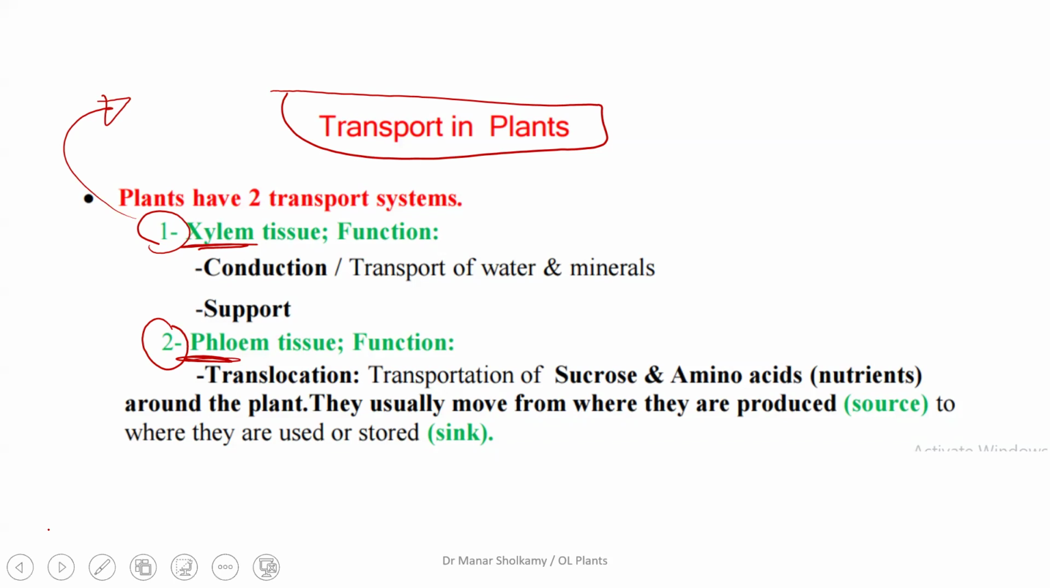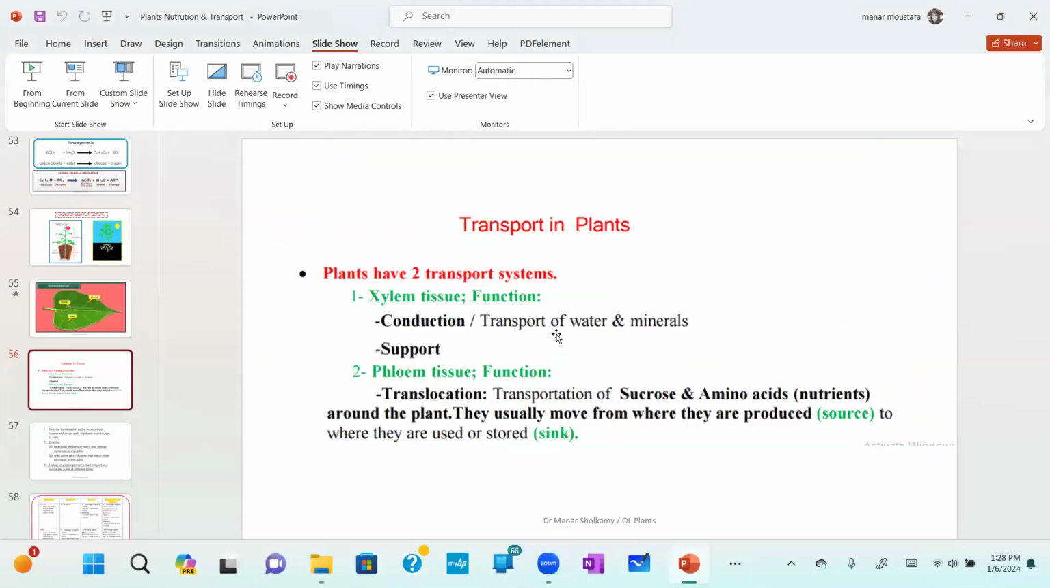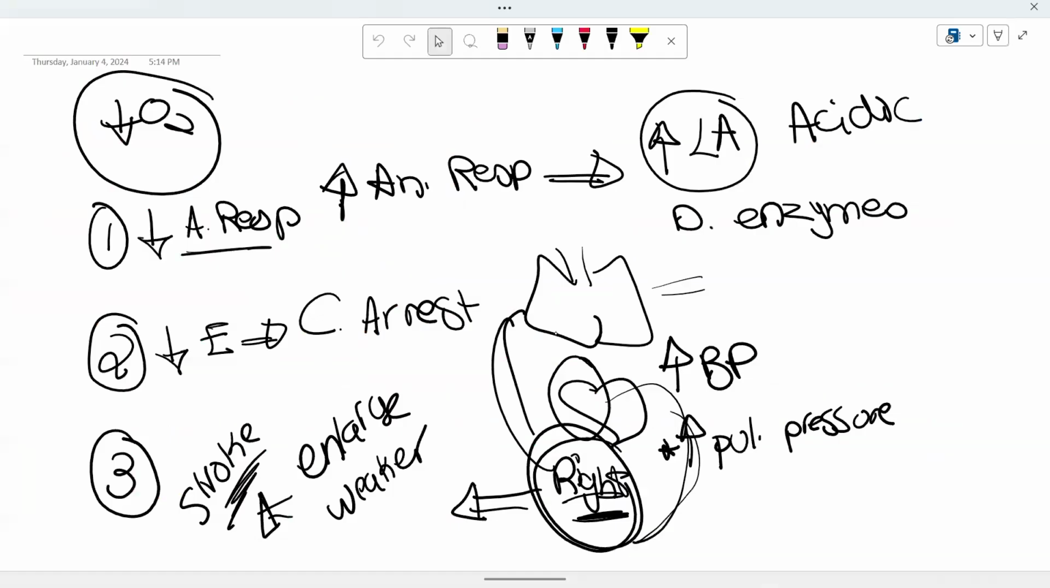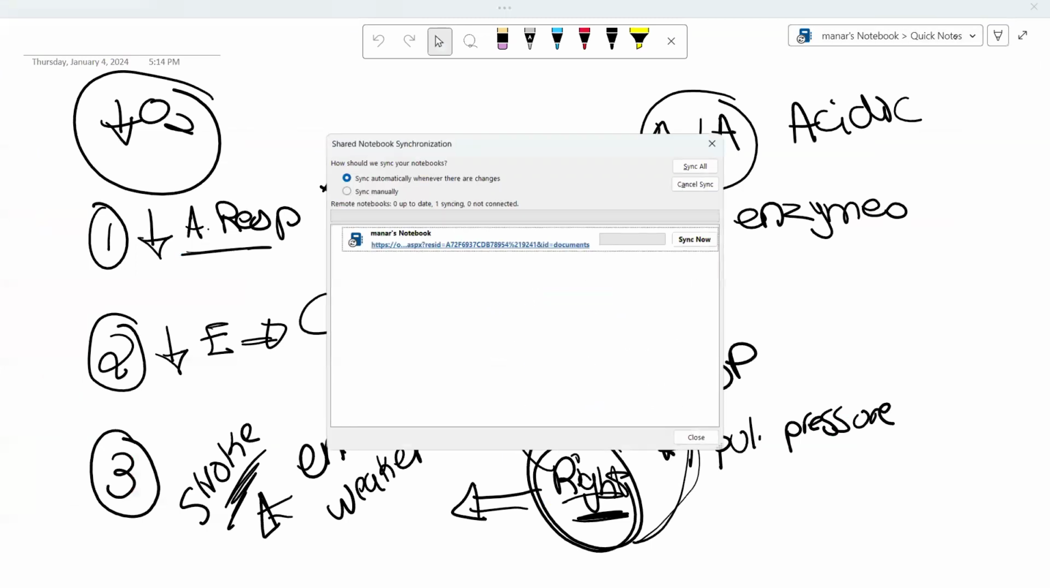Okay, I'm going to jump directly to a whiteboard. Give me a second. Because I'm going to draw the xylem. The best way to study the xylem is to draw it.